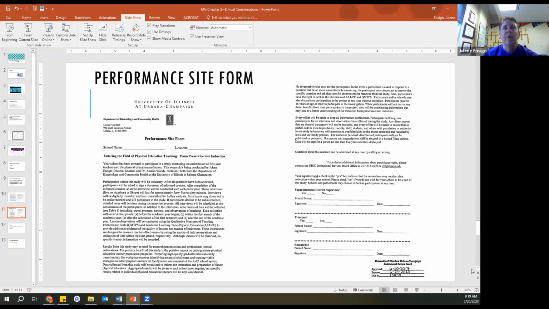This is an example of a performance site form. So this is for other stakeholders, and you can see it's basically the same type of thing where it talks about the study, how the results are going to be used. And then it allows for the superintendent, the district supervisor, or the principal to sign.